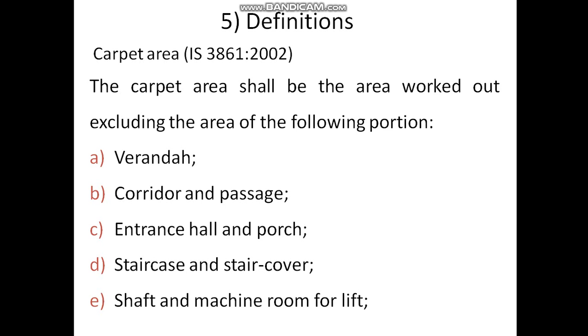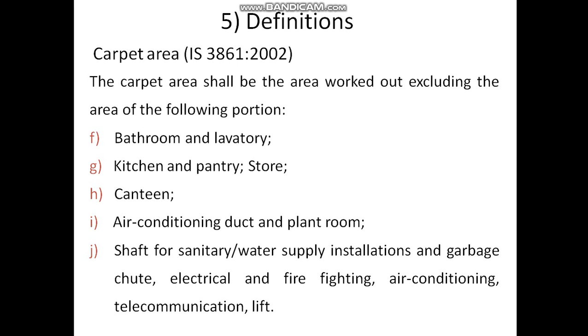the following areas are excluded. First, area of veranda, area of corridor and passage, area of entrance hall and porch, area of staircase and stair cover, area of shaft and machine room, then area of bathroom and WC, area of kitchen, pantry, store, area of canteen, area of air conditioning duct and plant room, area of shaft which is provided for various building services. All this area is not considered while calculating the carpet area. It means in carpet area we are considering only drawing room and bedroom.